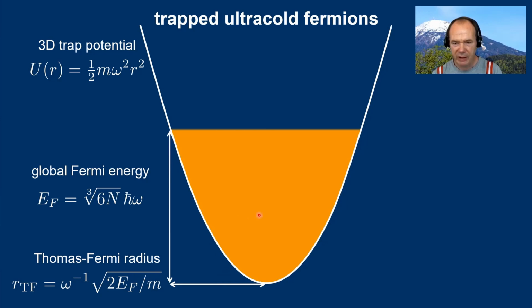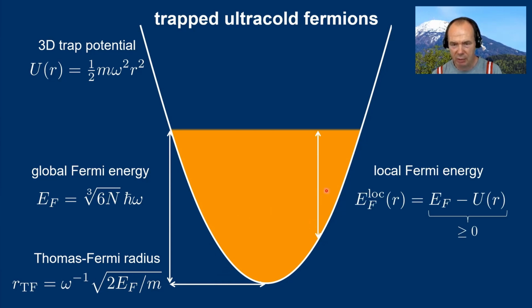But now I want to consider this situation locally at a certain position. Well, let's select the position somewhere here. Here at this position, I can define a local Fermi energy, which is just the difference from the band edge to the lowest energy available here in the trap. And this local Fermi energy is the global Fermi energy minus the trapping potential. So the local Fermi energy is just a position-dependent function which reflects the inverse trapping potential. It's maximum in the center and then drops to 0 at the Thomas Fermi radius. So that's the definition of the local Fermi energy.